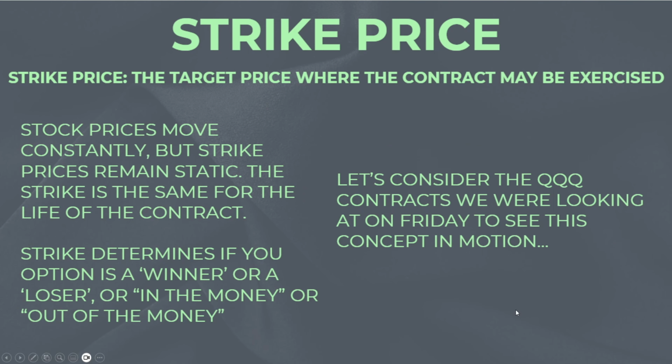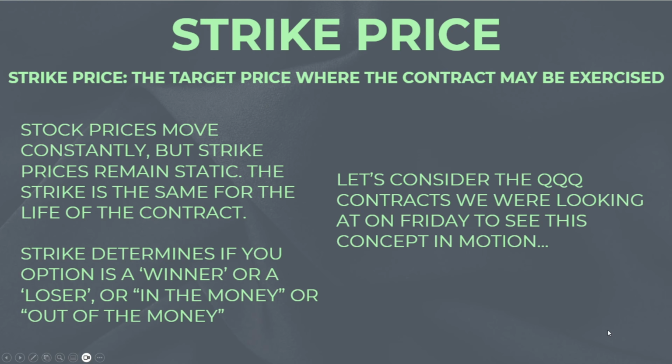So again, right, the strike price is the target price where the contract may be exercised. So stock prices are moving constantly, but a strike price for a particular options contract is always going to remain static. And that strike price is going to be the same for the life of the contract. So when you are looking at an options contract, strike price will always be the price that you anticipate, but the premium is going to vary depending on where the actual price of the equity is sitting. So strike price will always be a constant.